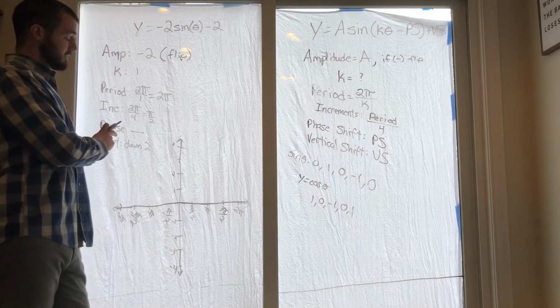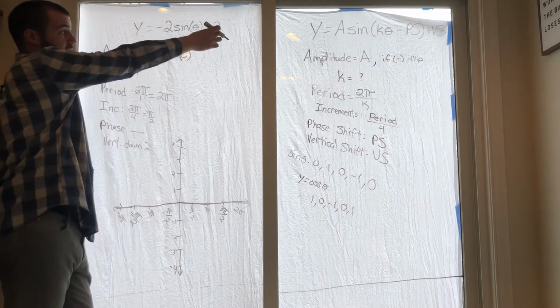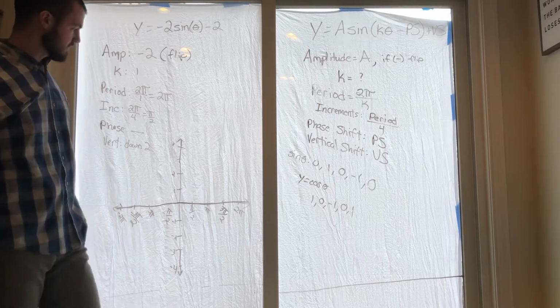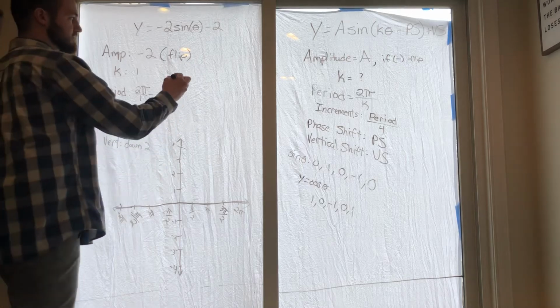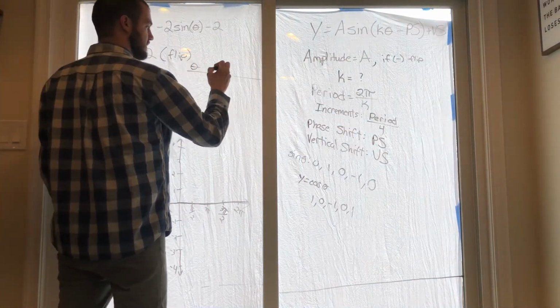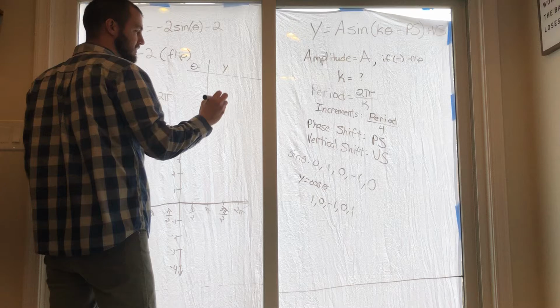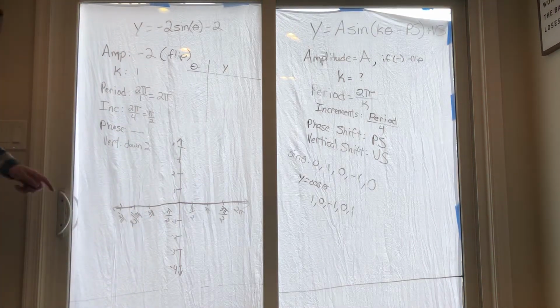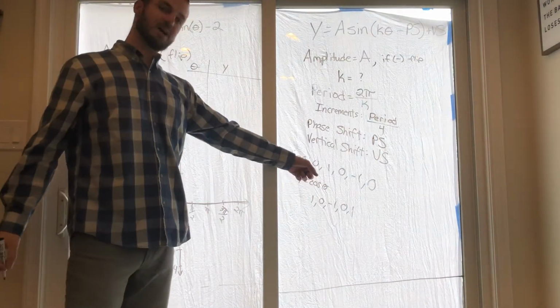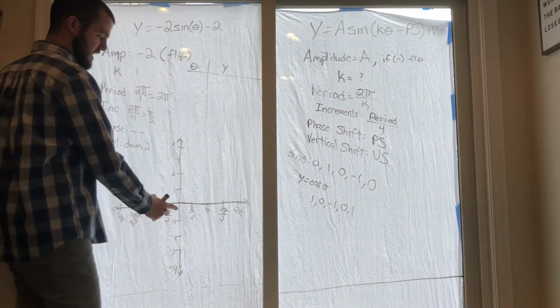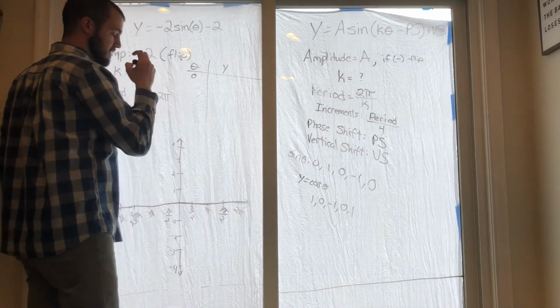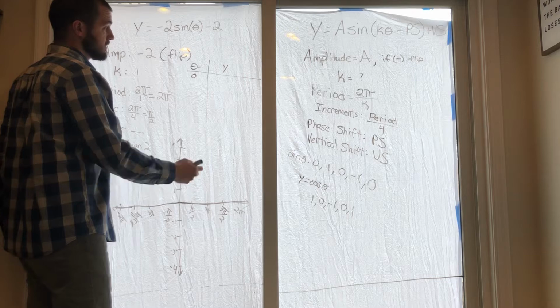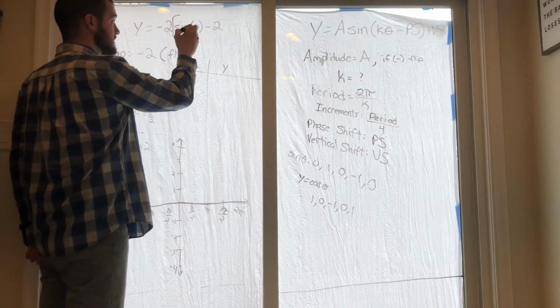Okay, phase shift, we don't have one. Vertical shift, it's going down 2. Okay, so to get your points, we're going to make our little theta y table. You're using the sine values. So at 0, because that's where we're starting, you're going to replace this.